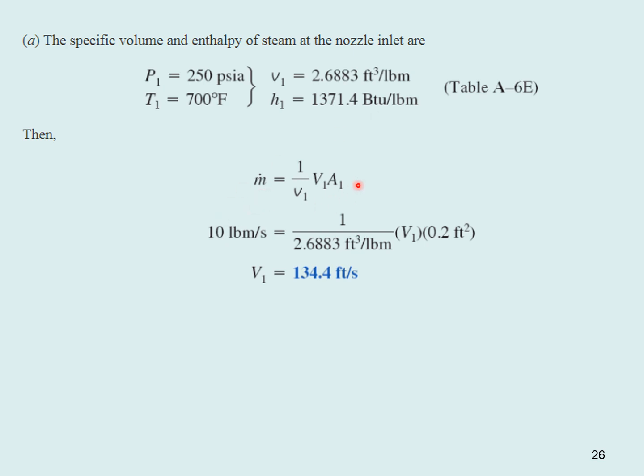We know what m dot is. Here we don't know the velocity, V1, but we can find it because we know everything else. We know m dot, we know the area, we know the specific volume. So we can solve this for V1, and we get 134.4 feet per second.